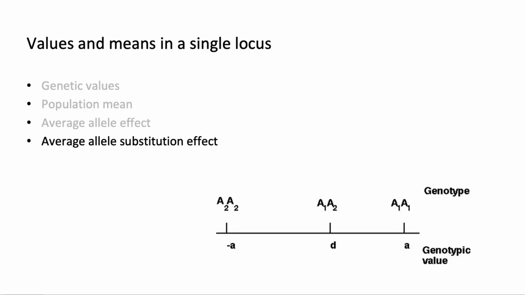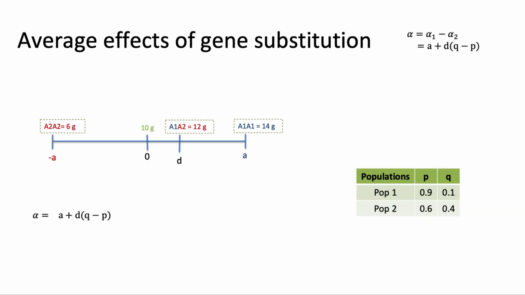And that is why, again, we're going to talk about the allele substitution effect with an example, because I think that is easier to understand. So as I mentioned, alpha, the allele substitution effect, is equal to the additive effect plus the dominance deviation times the difference between Q and P.